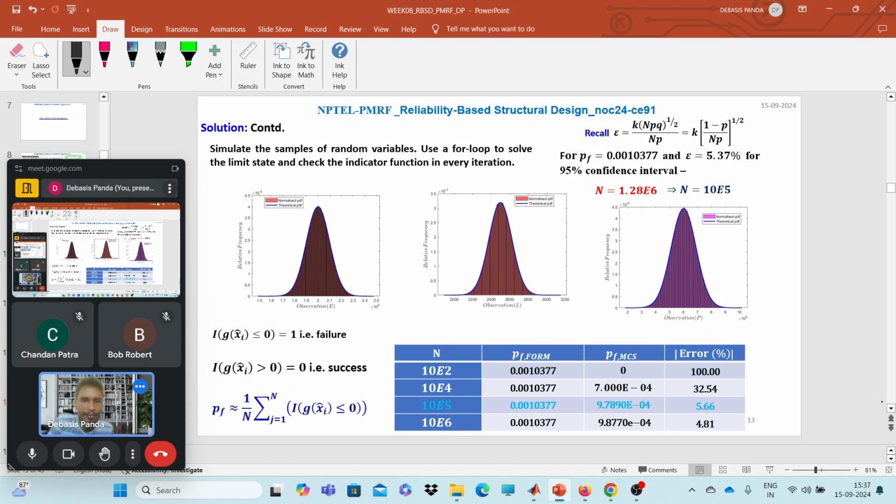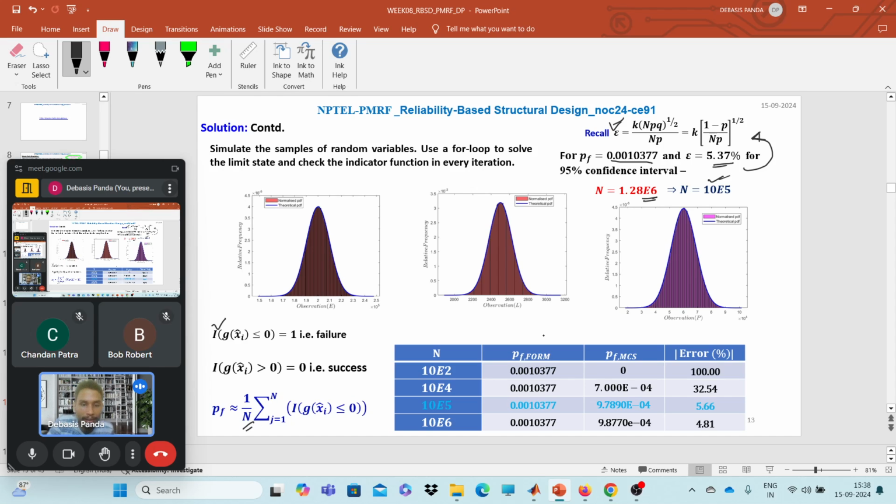So let's see. Recall we have this formula to get the n. Let's say we have the desired probability, because in the first order reliability method we will target it with, say for example, 5.37% error and a 95% confidence interval. Now put all these values in this equation, and you will find the number of simulations required to achieve these values. Now see, we need almost 10 to the power 5 random samples to get this. So I generated this many samples. For each sample, I checked how many times my g(x) failed, stored these values, summed them, and divided by the total number, and I get the probability of failure.